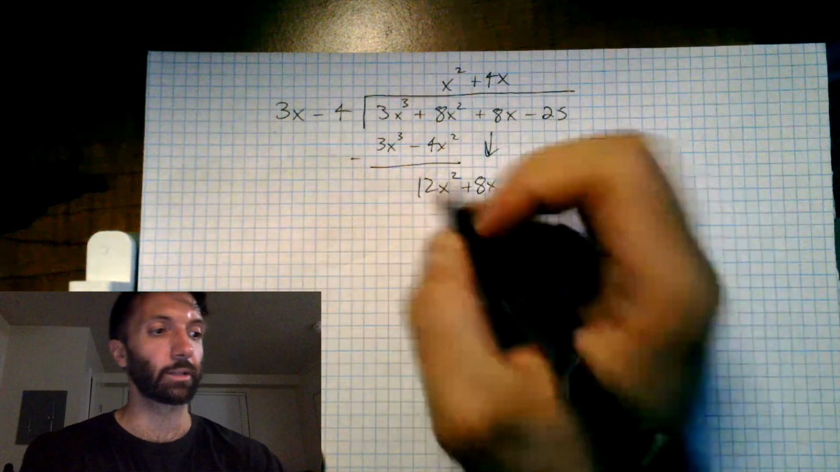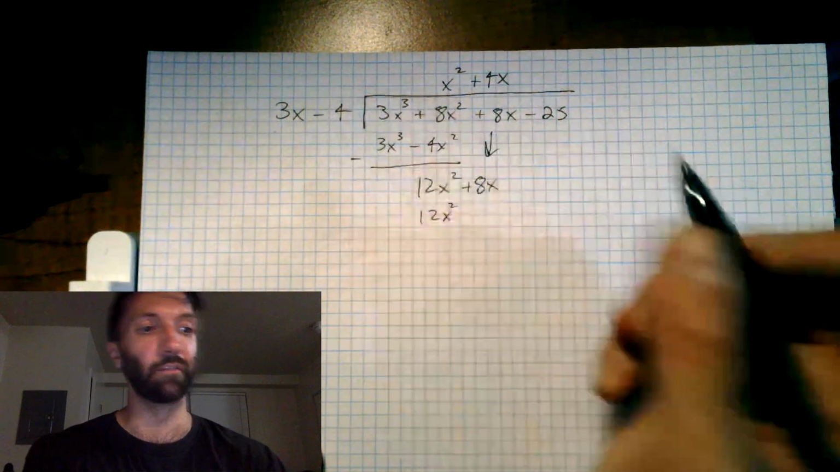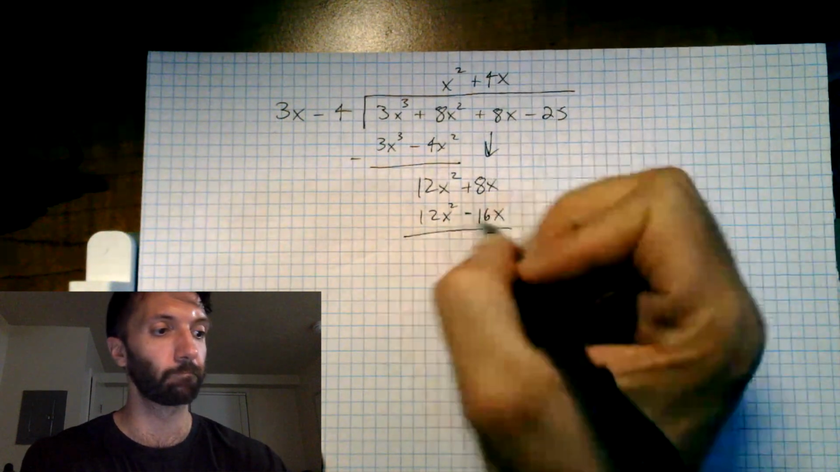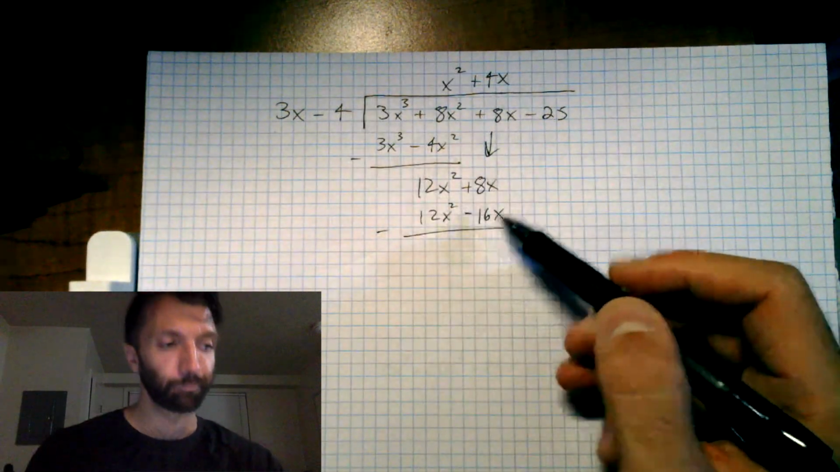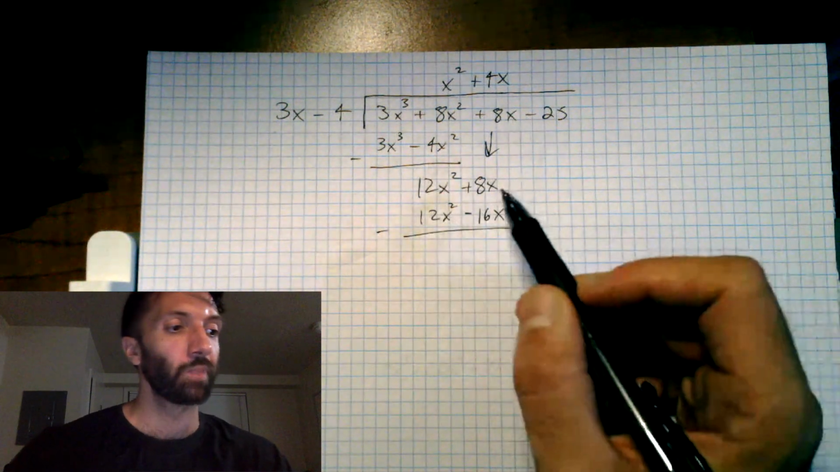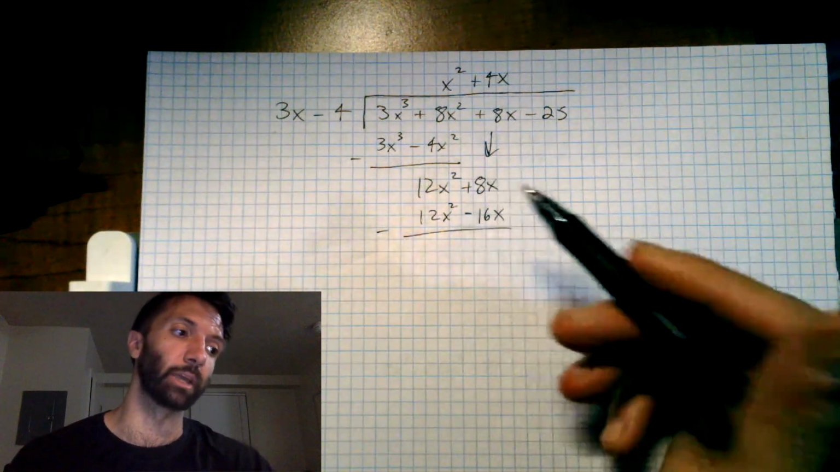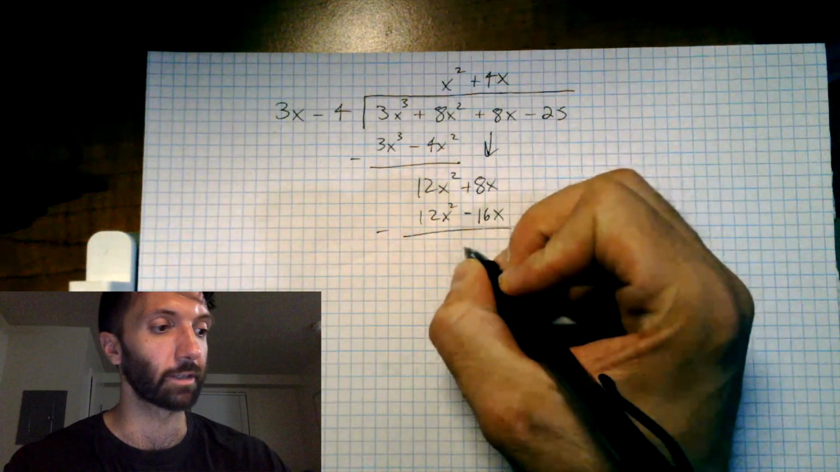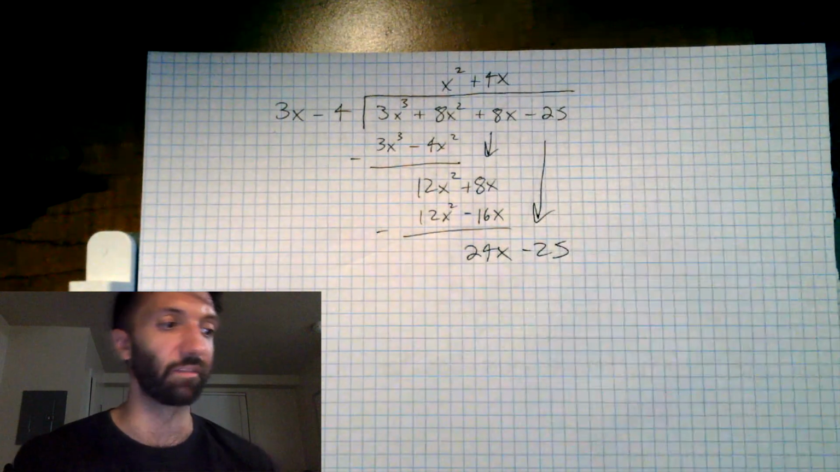4x times 3x gives us the 12x squared. 4x times negative 4 is negative 16x. Now we subtract, so this minus this is 0. Positive 8x minus negative 16x is the same as saying positive 8x plus 16x. So that is going to be 24x. Bring down our minus 25.